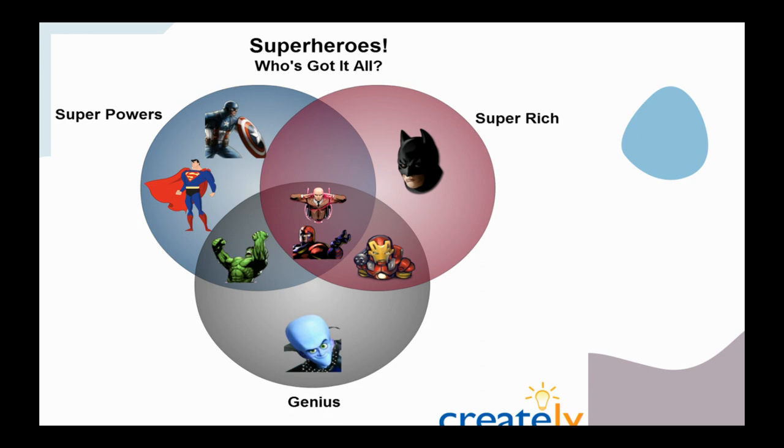So we've kind of got our 3 groupings here. Let's talk about some of our combinations. So we have superpowers, intersection with super rich, intersection with genius. That we already said was only Professor X and Magneto. So the only ones who have superpowers, are super rich, and are a genius are those 2.